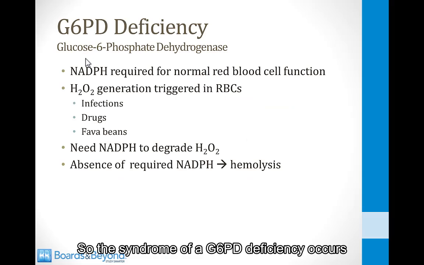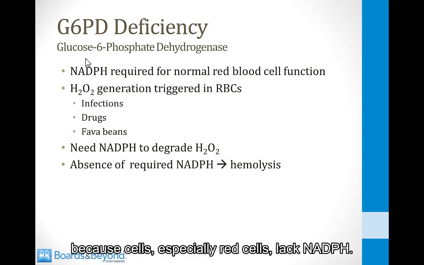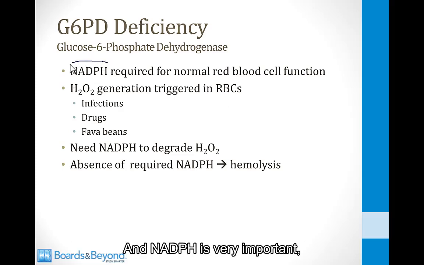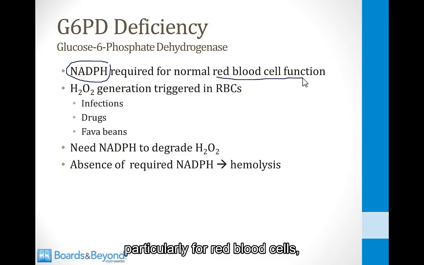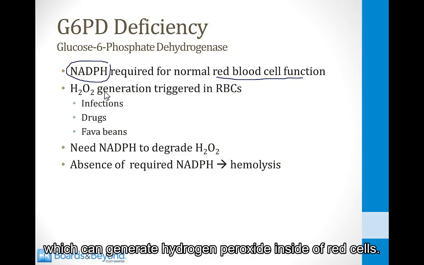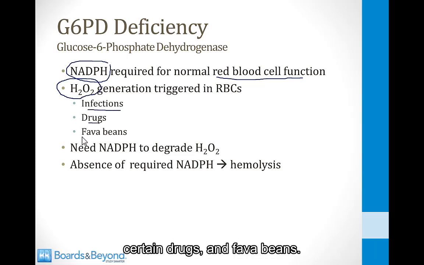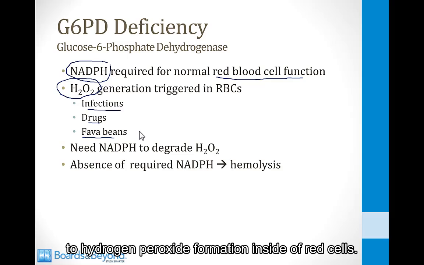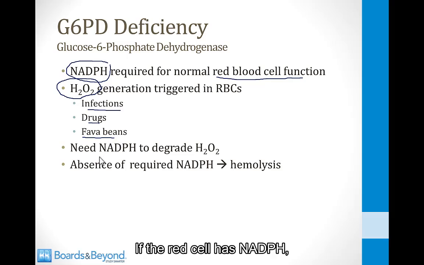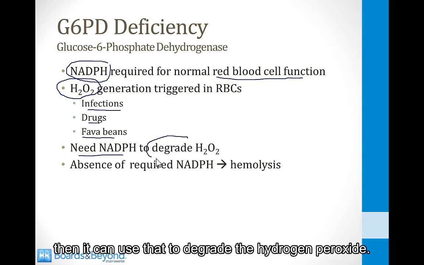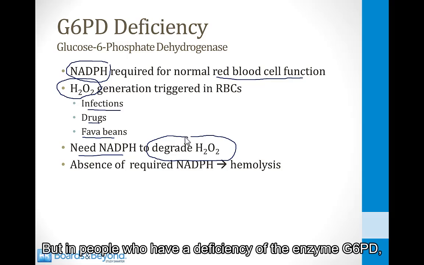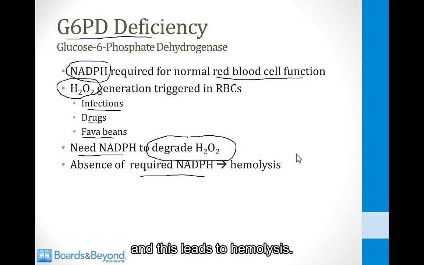So the syndrome of a G6PD deficiency occurs because cells, especially red cells, lack NADPH. And NADPH is very important, particularly for red blood cells, to maintain normal function of the cell. It turns out that there are a number of environmental triggers which can generate hydrogen peroxide inside of red cells. These include things like infections, certain drugs, and fava beans. We'll talk about all of these in a minute. But the point here is that they lead to hydrogen peroxide formation inside of red cells. If the red cell has NADPH, then it can use that to degrade the hydrogen peroxide. We'll talk about exactly how in a minute. But in people who have a deficiency of the enzyme G6PD, they cannot generate enough NADPH, and this leads to hemolysis.